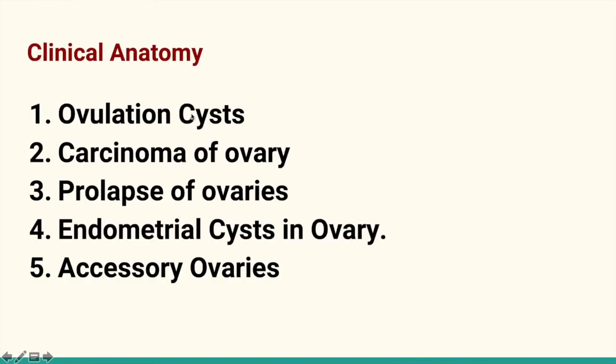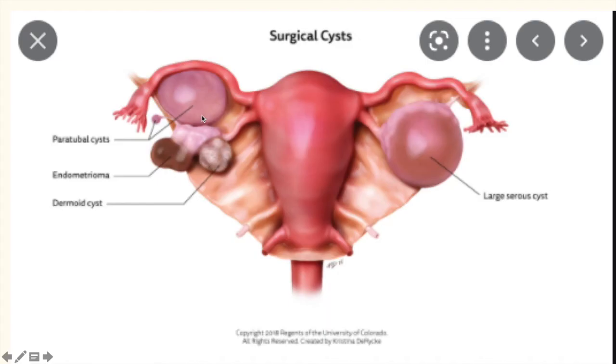In the clinical anatomy, we'll see the ovulation cyst. Here you can observe the cysts seen in the ovary. Mainly these are caused due to an impairment in the development of the ovarian follicles. If you see the TS of the ovary, it has an outer cortex and an inner medulla. In the cortex, a number of ovarian follicles are present, so different stages of ovarian follicles are seen at the surface of the ovary. If there is any impairment in their development, it leads to cysts, which are fluid filled cavities. At this point you have to differentiate.